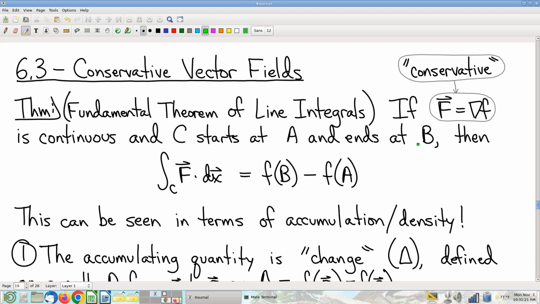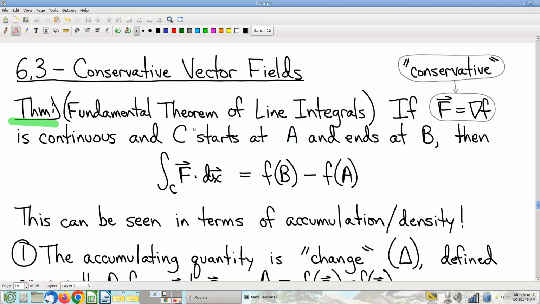Okay, section 6.3. This first theorem I'm going to start with here is not the one that the book starts with, so I'm taking a slightly different point of view. We're going to get all the same stuff done, but I just like doing it in this order. It's called the fundamental theorem of line integrals. You'll see why seconds from now when we state the theorem.